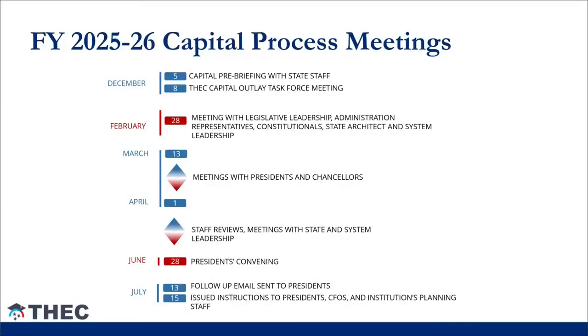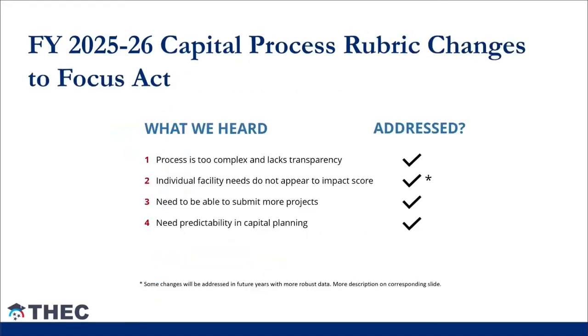We started this process back in December, where we convened stakeholders from the state and from institutions in a capital outlay task force to understand what their needs were, what they were identifying as opportunities. We reconvened them in February to hammer out further details and paint a picture of where we thought this could go. And then between March and June, we talked with various stakeholders at the institutions, institution presidents, constitutional officers and others to hammer out the finer details before, in July, releasing the final capital outlay process. Here's what we heard.